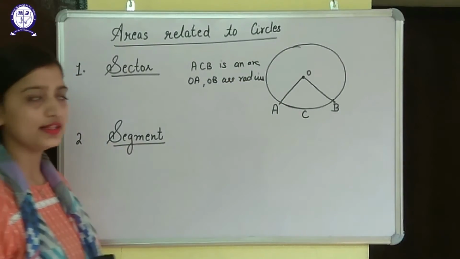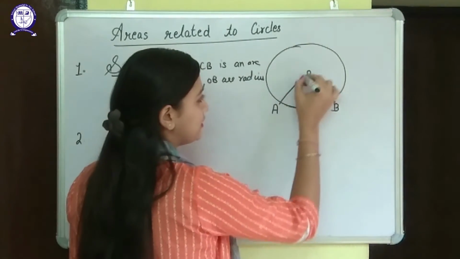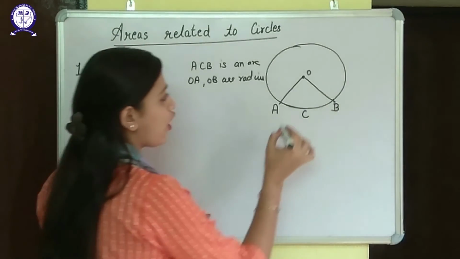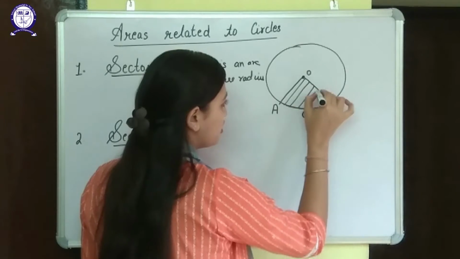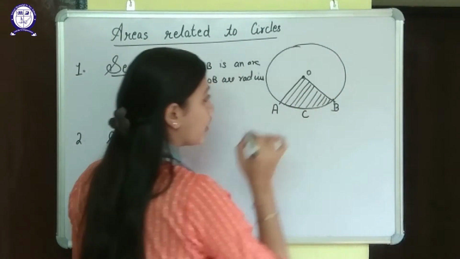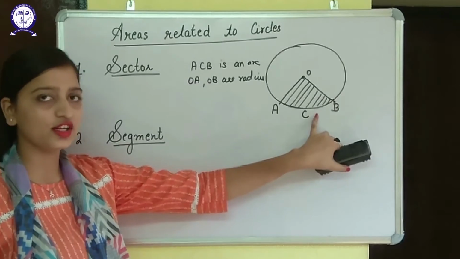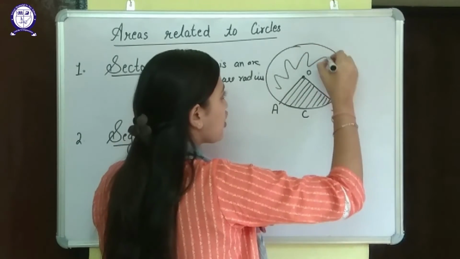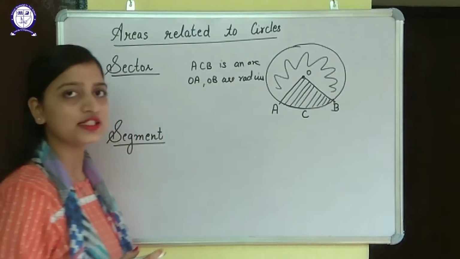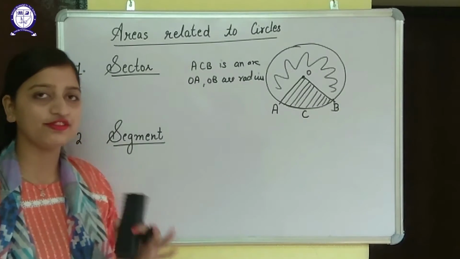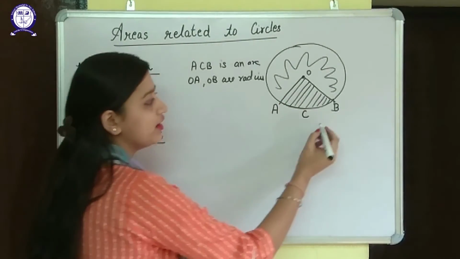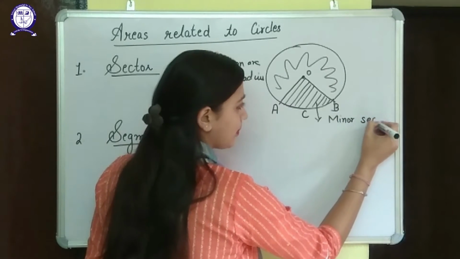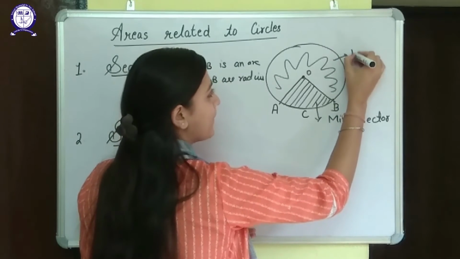Okay, so the region bounded by these 2 radii and the arc ACB, this is called a sector of a circle. Okay, now this is a sector of a circle. Also the remaining portion, that is this portion, this is also a sector of a circle. But both the sectors have different names. This smaller sector is called the minor sector and the larger one is called the major sector.